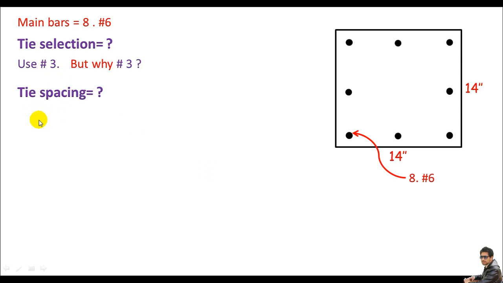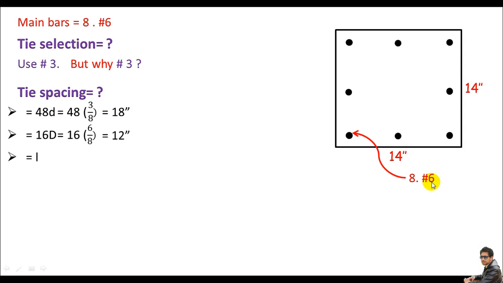All right, my next approach is just the tie spacing. You remember that guy from the requirements? We had only 3 things: 48 times diameter of tie, 16 times diameter of main bar, and the least dimension. So 48 times diameter of tie, plug and chug in, it is number 3, so 3 over 8. All right, you can get 18 inches. Next thing is just 16 times diameter of main bar, it's just number 6. So 6 over 8, you can get 12 inches.